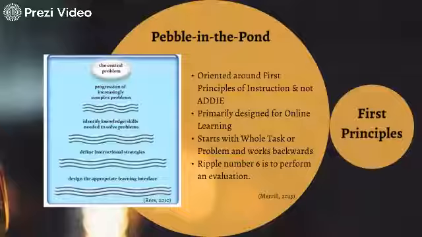Merrill's model was primarily designed for online learning, and as you can see by the diagram, it begins with a grand task or overarching problem and works backwards to determine the instructional needs rather than working towards smaller goals first. Although not listed in this graphic, summative and formative evaluations would occur in this process.